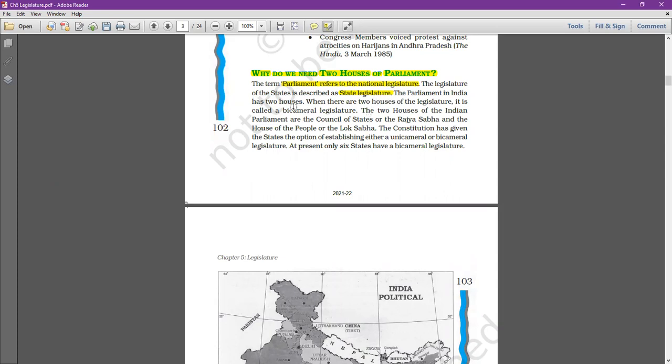Now the parliament in India has two houses. When there are two houses to the legislature, it is known as a bicameral legislature. Bi means two, cameral means houses. So we have a bicameral legislature. It simply means that we have two houses of the parliament. The two houses of the Indian parliament are the Council of State, that is Rajya Sabha, and the House of the People, that is Lok Sabha.